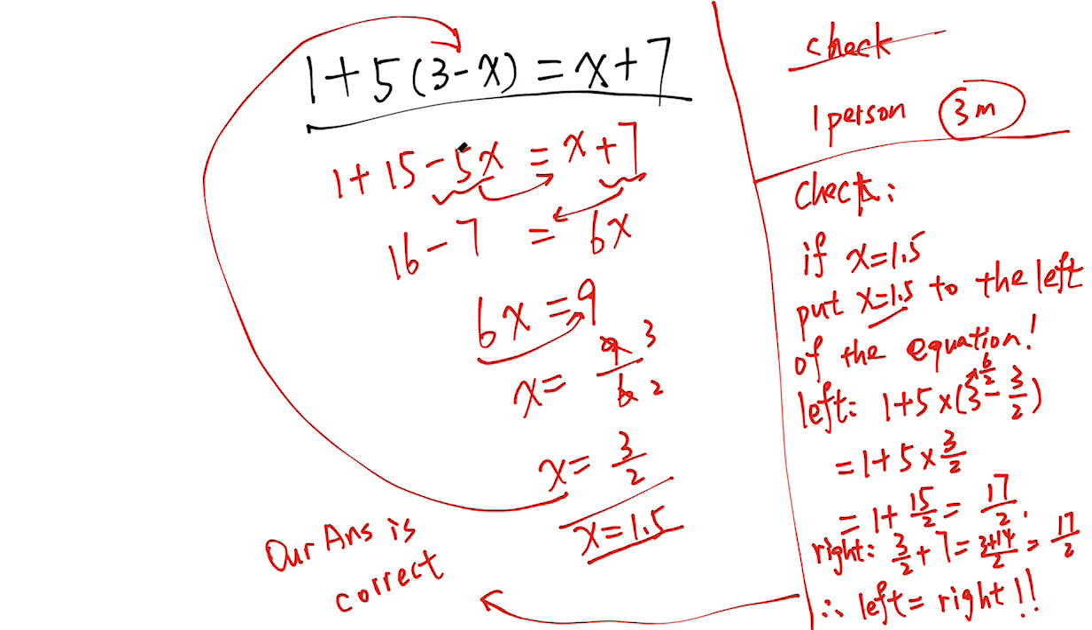Next week we'll learn about word problems, how to use an algebra equation to solve a word problem. And this one is very important. You need to list the algebra equation correctly, then you can find the correct answer. If you list the algebra equation wrong, the answer will also be incorrect. So this is very important.